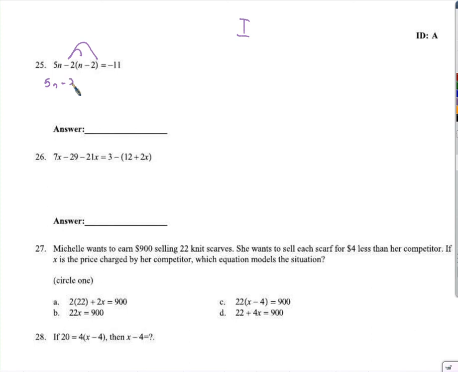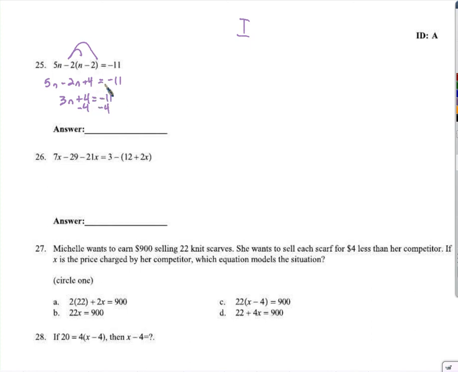Okay? So negative 2n plus 4. Plus 4. Very important. Some of you just kind of missed that, spaced it out. That's fine. Negative 2 times negative 2 is positive 4. Now I can collect like terms. 5n minus 2n is 3n. 3n plus 4 equals negative 11. I will subtract 4 from both sides.